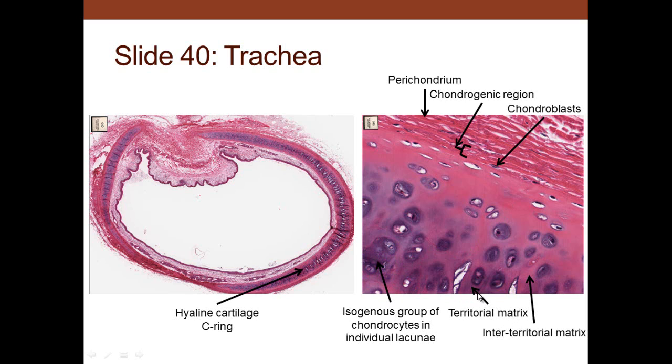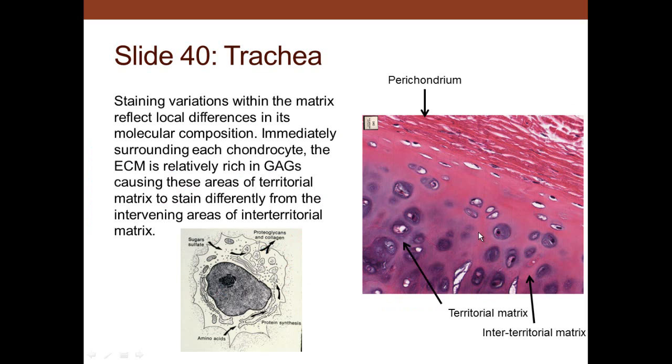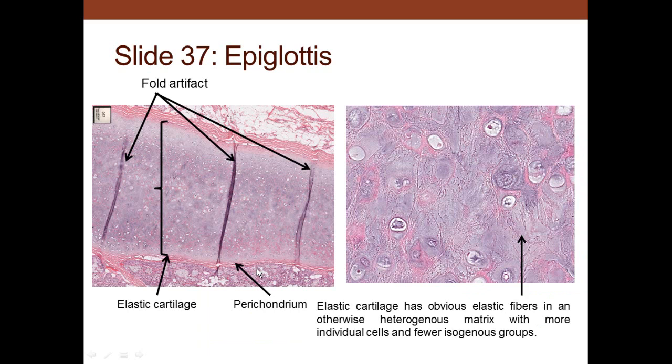And we have a territorial matrix, that is the matrix right around individual cells, and that tends to be a little more blue, and the interterritorial matrix, which tends to be a little more red, as we see here. The staining varies within the matrix related to the composition. Immediately surrounding those cells, the extracellular matrix is rich in glycosaminoglycans, more sulfonated, and so it's bluer. So territorial, a little more blue than the interterritorial, which has been diluted out a little. Remember, the proteoglycans with the sulfur are produced by these chondroblasts.